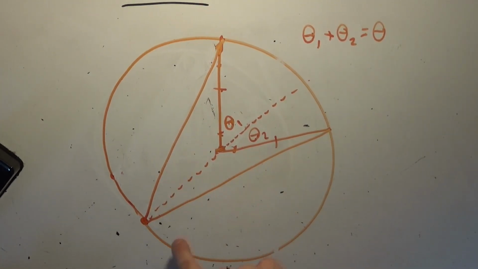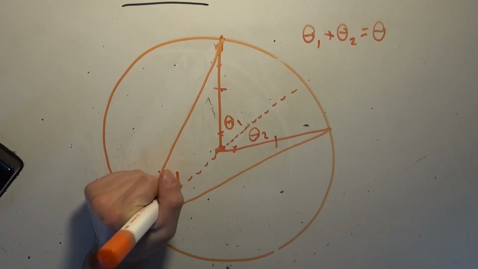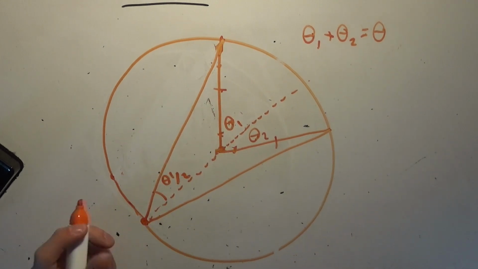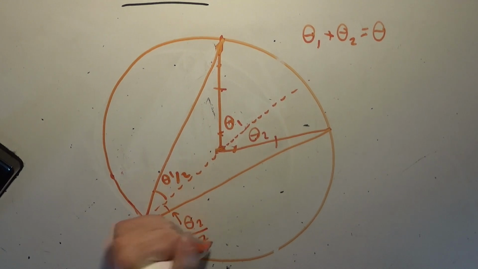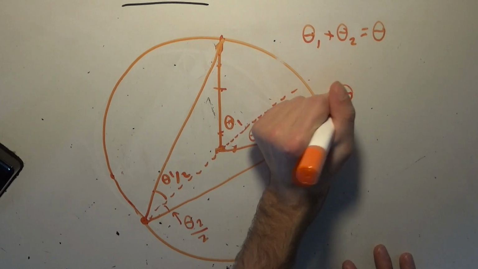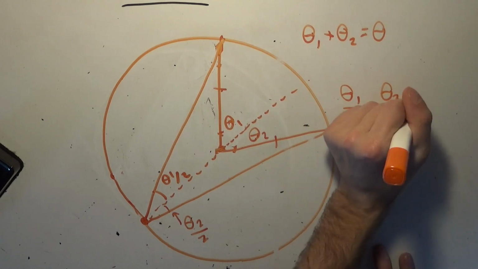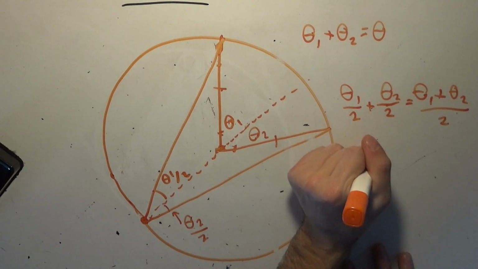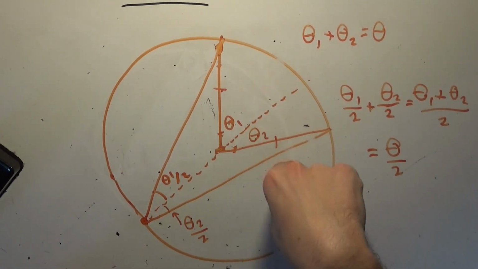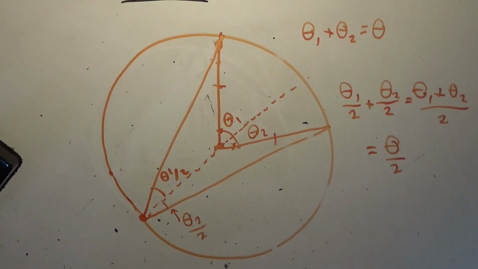But we've actually just broken up this case into two of the cases that we already proved. So we know that this has to be theta 1 over 2, right? The first theta over 2. This one right here has to be theta 2 over 2. And if we add theta 1 over 2 plus theta 2 over 2, we get theta 1 plus theta 2 over 2, which has to be theta over 2, the original central angle, the entire central angle here, right? So that proves it for two of the cases, and now we have one more case to prove.